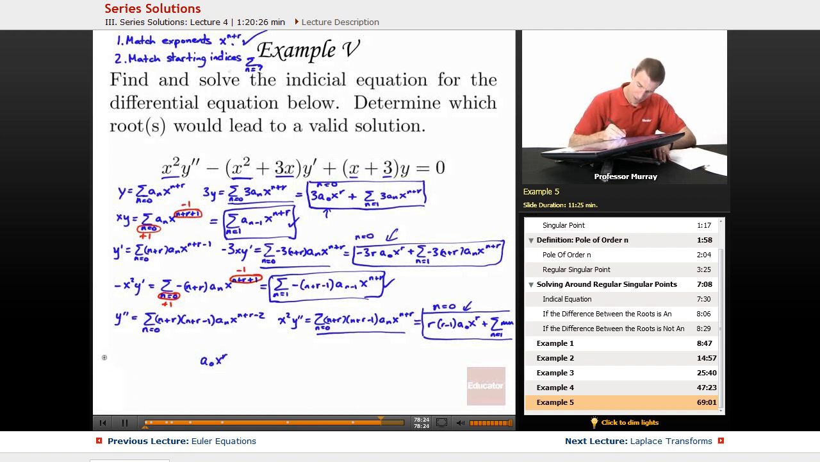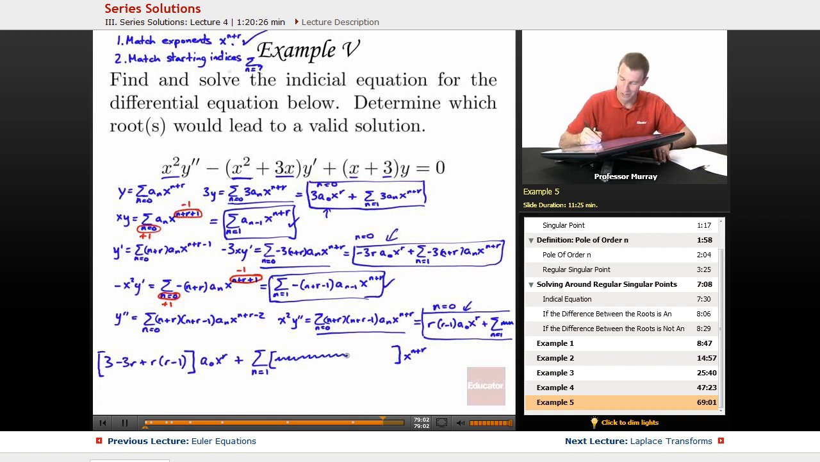And now let's see what I have multiplied by that. That's 3. That's coming from here. This gives us a minus 3r. And then this gives us a plus r times r minus 1. And the other terms will all be the sum from n equals 1, and they all have an x to the n plus r. I'm not even going to bother to write down what the coefficient is, because it would be collecting a lot of messy terms. There's a good chance I'd make a mistake doing that. So I'm just going to leave that open right now.